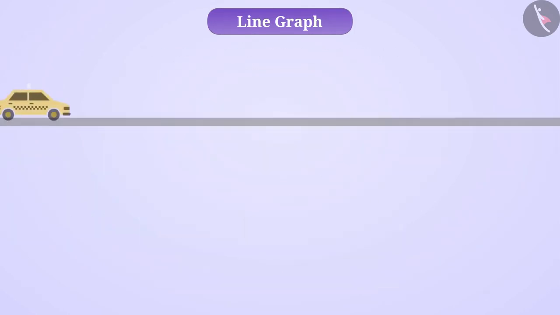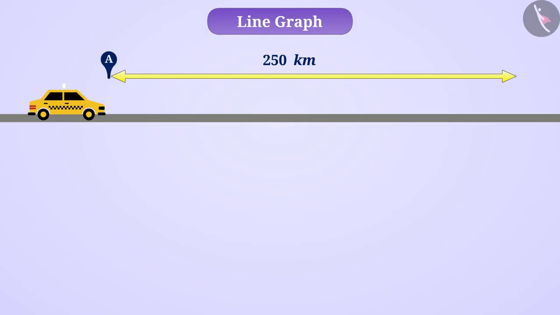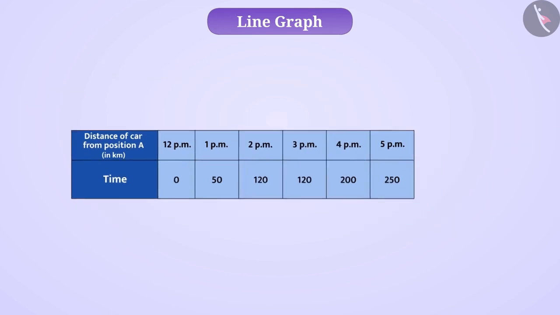Let us learn to draw a line graph with an example. A car travels 250 kilometers from its starting position A to position B. The distance of the car from place A at different times is shown in this table. Now, represent this data on the graph.